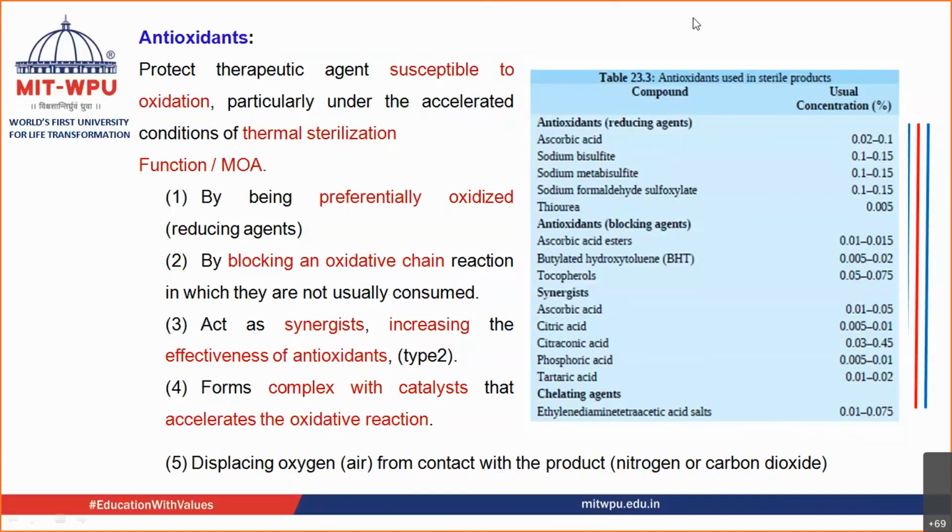Now, how do these antioxidants act? They act in different ways. First, they undergo preferential oxidation. These are known as reducing agents. So these are the substances which themselves undergo oxidation. They are present along with the formulation.